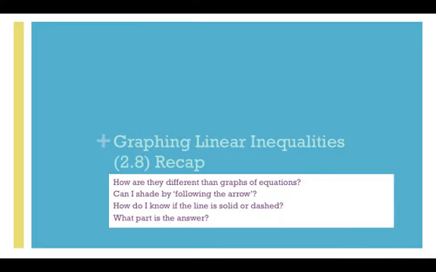How are inequality graphs different from equations? An equation is just that line. Now everything in that shaded area is a solution. So you have lots and lots of solutions. All the shaded area is your solution. Can I shade by following the arrow? No, pick a test point. How do I know if the line is solid or dashed, whether it has the equal or not, and what part is the answer? Remember, the whole shaded part is your answer.